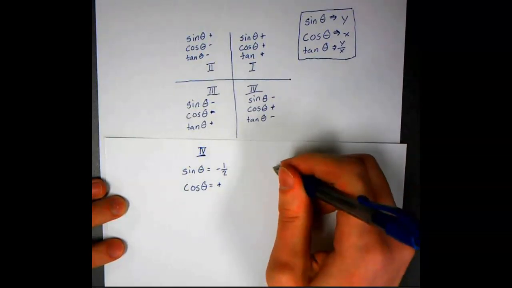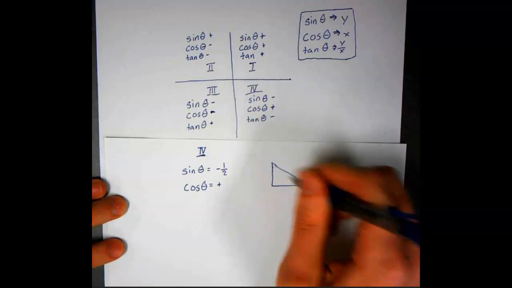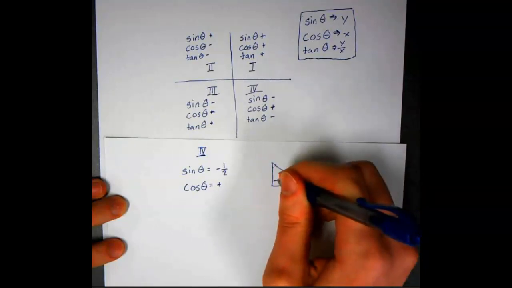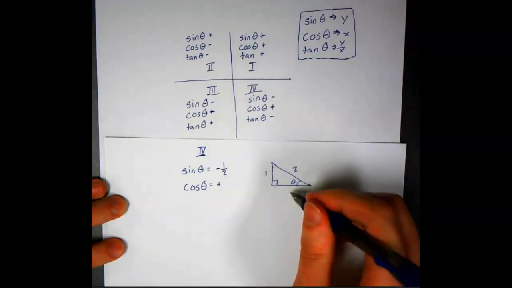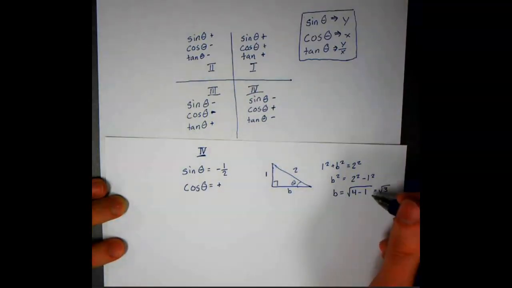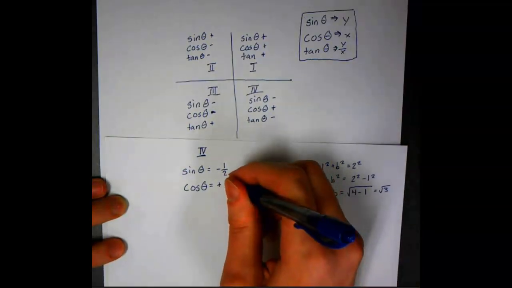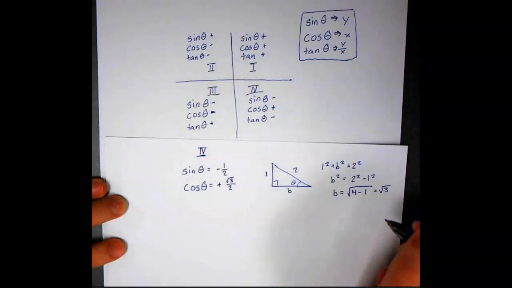If we had a triangle right here, we'd be saying, okay, here's our angle. This is 2, this is 1. We'll solve for this last side. And this last side, our adjacent side, would be root 3. So when we put this together, we'd say cosine is root 3 over 2.